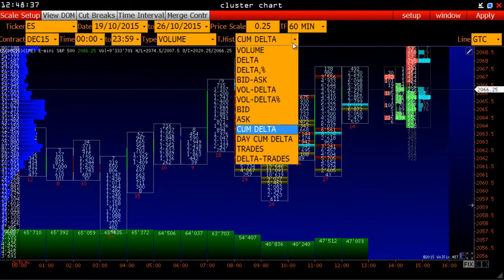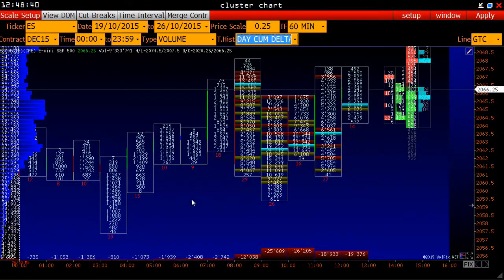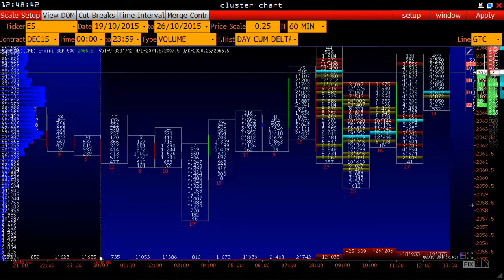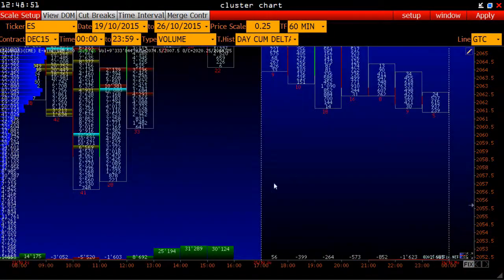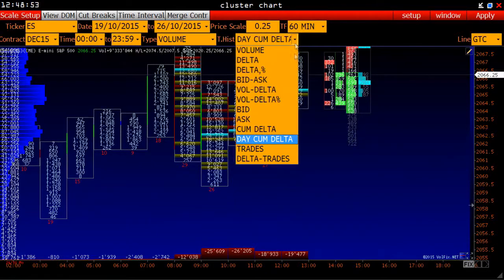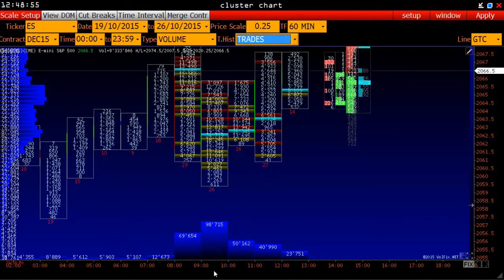It's counted from October 26. Every day is considered from the beginning till the end of the day. The number of deals. Well, as well as the ratio of the delta and the number of transactions.